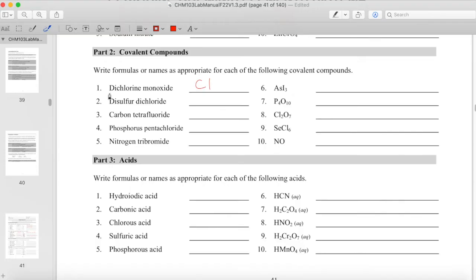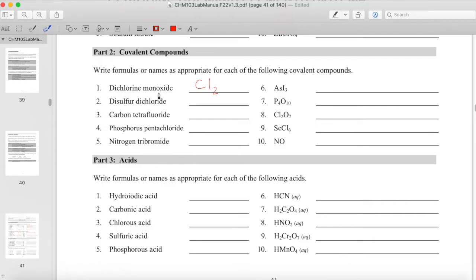And the di over there tells me that it's got a subscript of 2. Likewise, if I see monoxide, the mono tells me I've only got one of that element. And oxide, well, if I drop that ide, I've got ox. What nonmetal starts with ox?